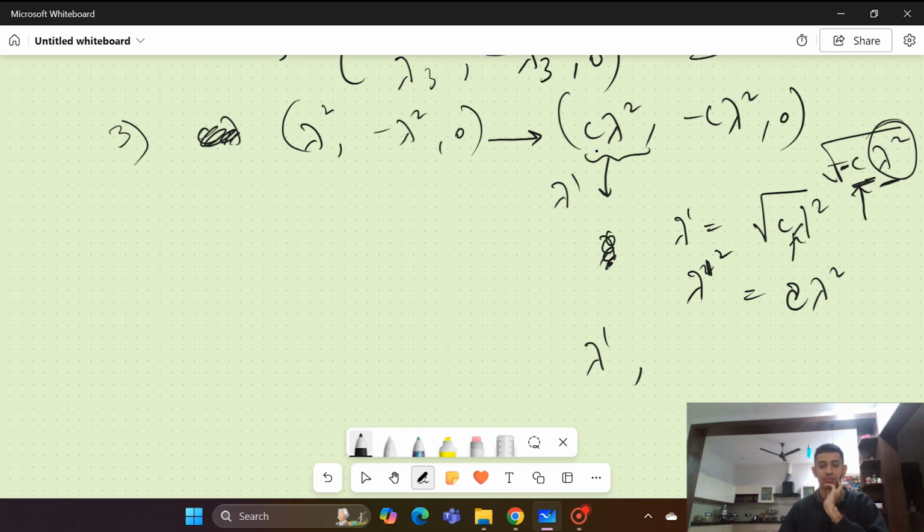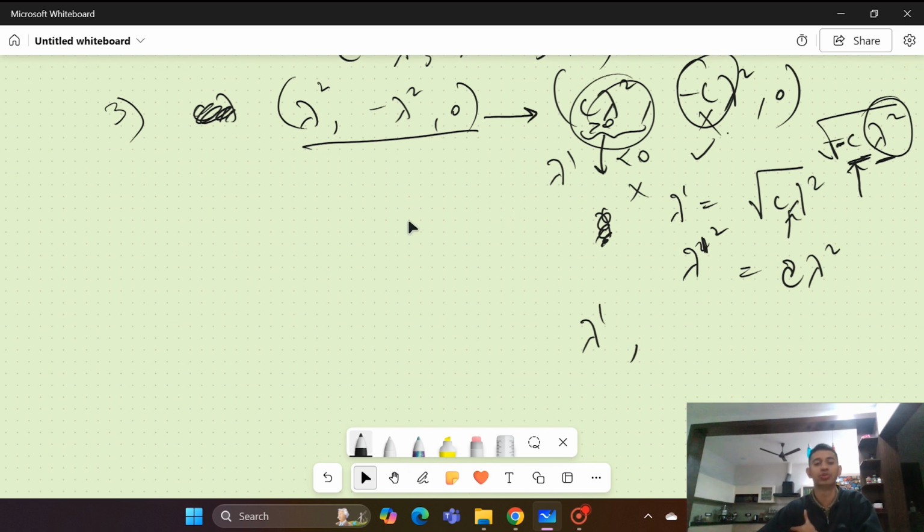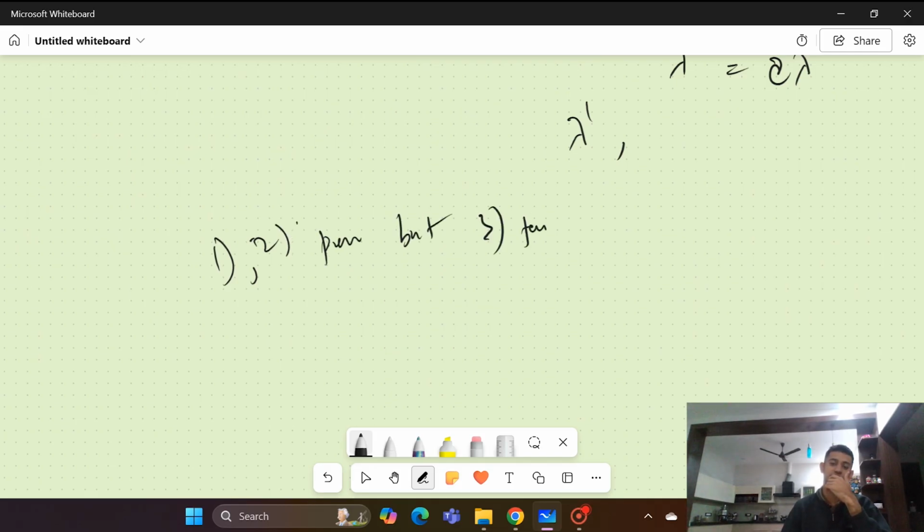So if you assume a positive C greater than 0, then this will no longer work. If you assume a C less than 0, then this works and this no longer works. So this just never works. Like, there is no value you can assume for C where multiplying it inside to lambda square minus lambda square still gives you a subspace. And so since 1, 2 pass but 3 fails, you can say B is not a subspace of R cube.